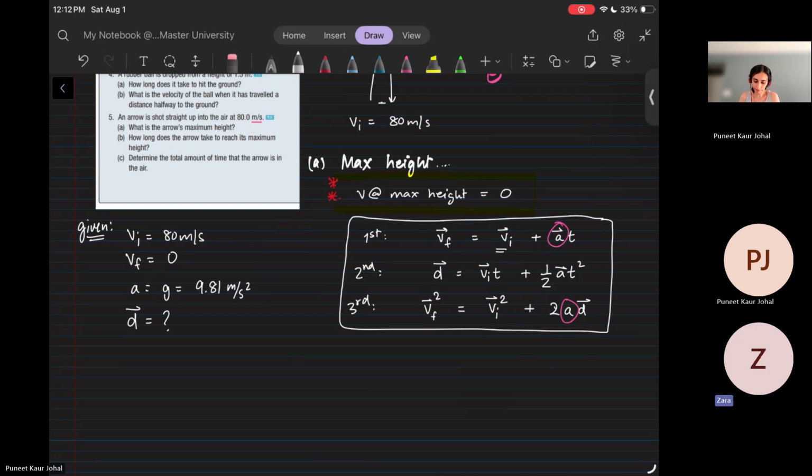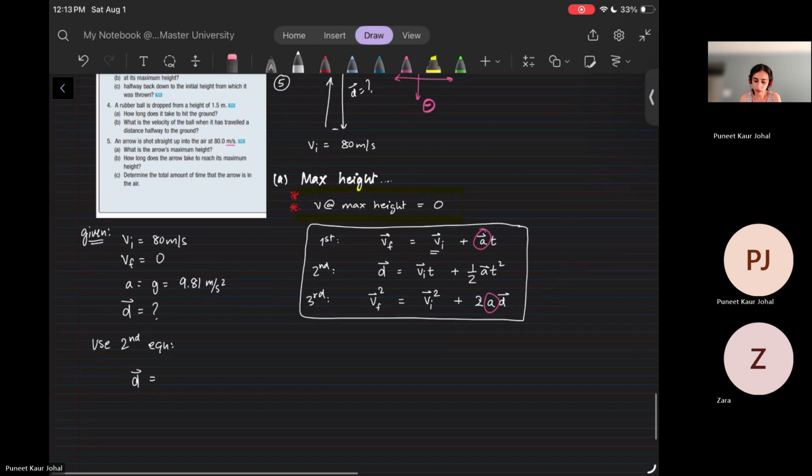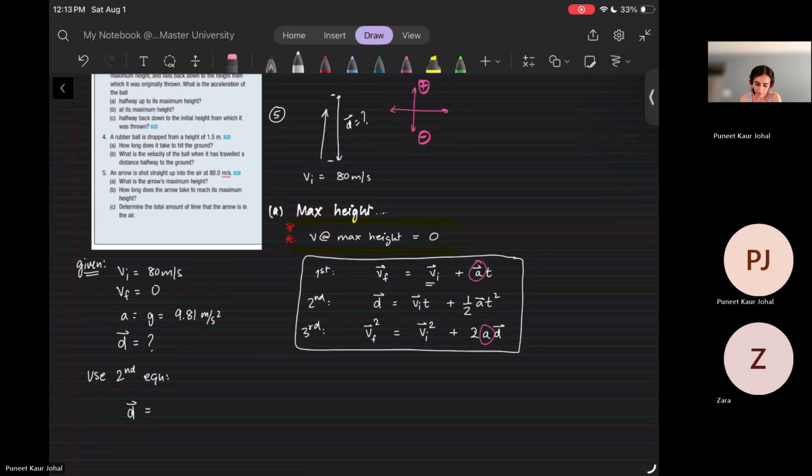Probably the second one. Good. Yes, use the second equation. Let's do it. So displacement is what I'm finding, so I don't really care. Initial velocity is 80. Should I put positive or negative 80? Oh, we don't know time. We can't use it because we don't know time. The second equation is probably not the best because we don't know time.